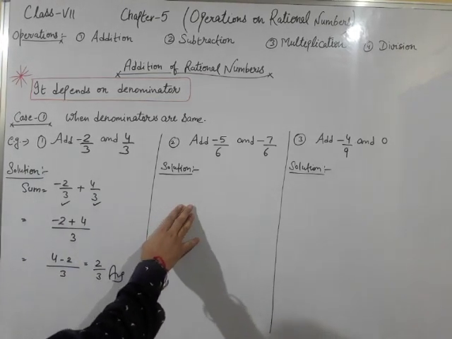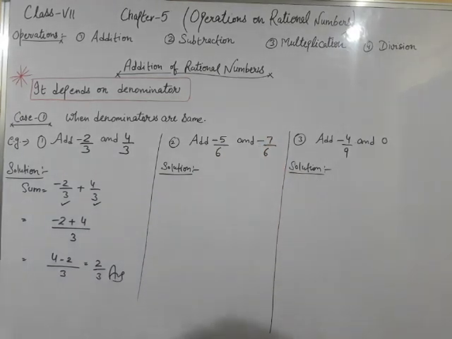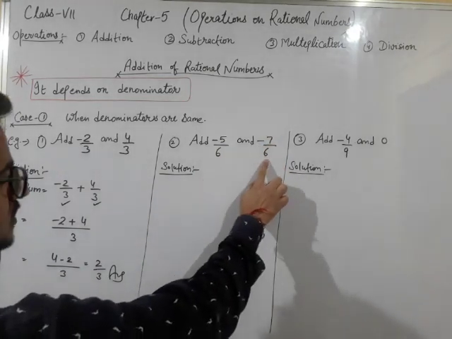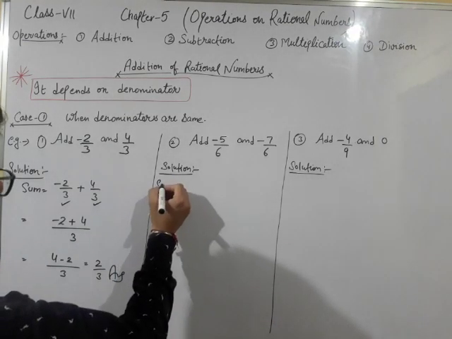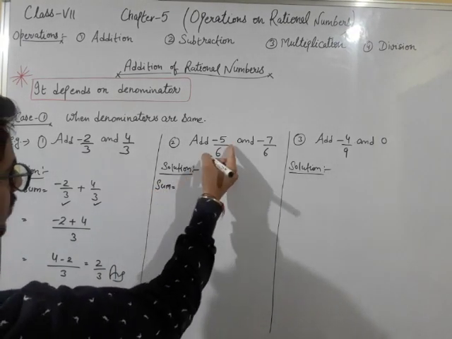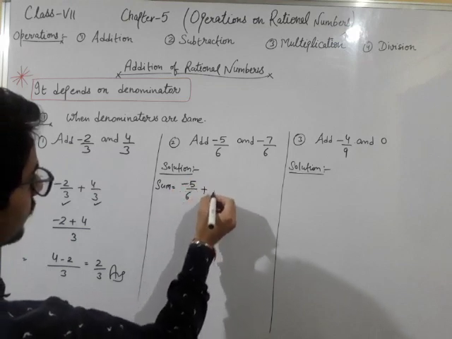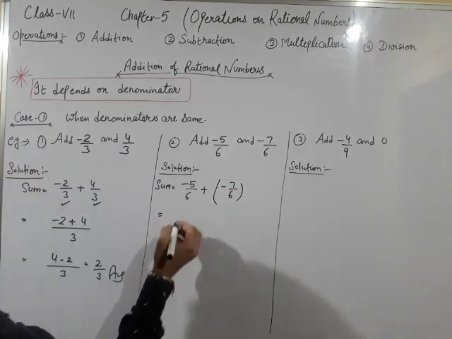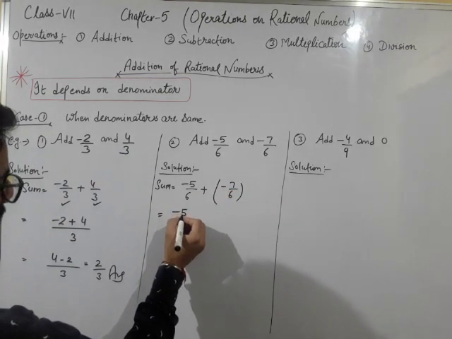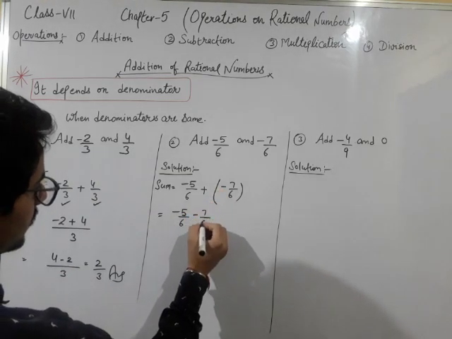In example number 2, we have to add minus 5 by 6 and minus 7 by 6. And here both are negative rational numbers. So let us start finding the sum. Sum will be equal to the first rational number minus 5 upon 6, and we have to add minus 7 upon 6, which is equal to minus 5 upon 6 remaining the same, but plus minus becomes minus 7 upon 6.